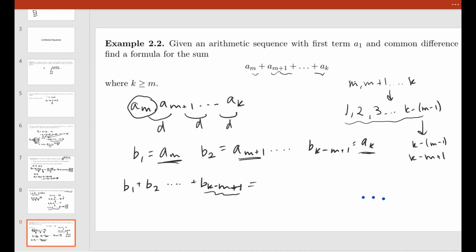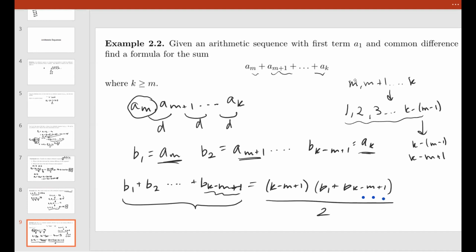To find the sum of these terms, again, we have the number of terms times (b1 + b_last) over 2. And this is from the formula we had for Sn, which was n times (a1 + an) over 2. And then we can put these values in for b1. So this is equal to the number of terms times (a(m+1) + ak) over 2. Again, we have the average of the first and the last terms of our sequence, and then we multiply that by the number of terms in that sequence.